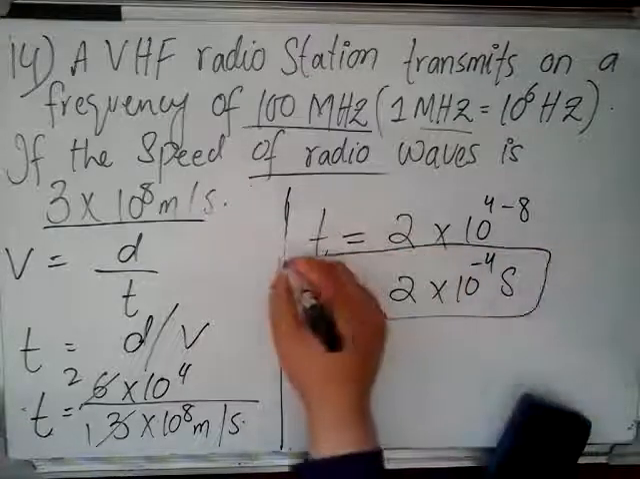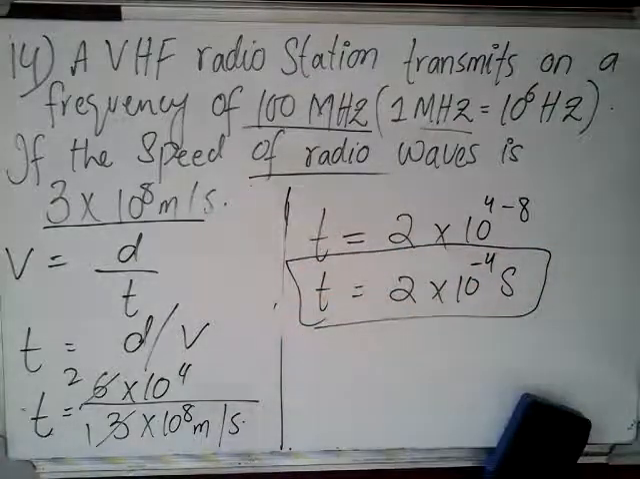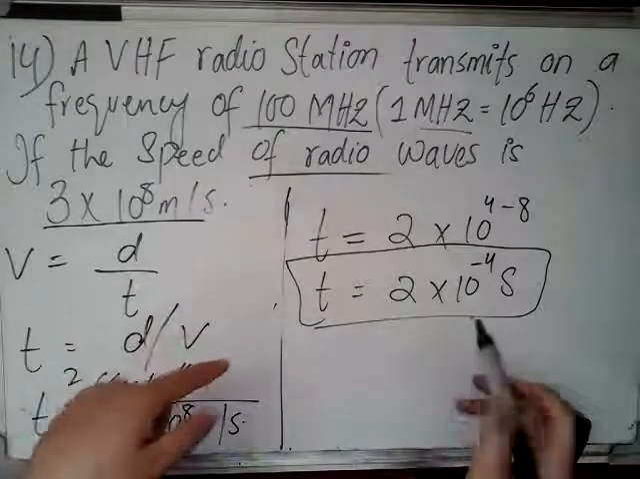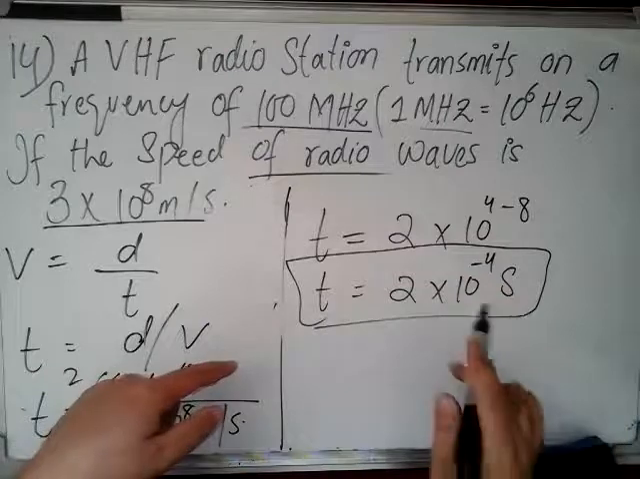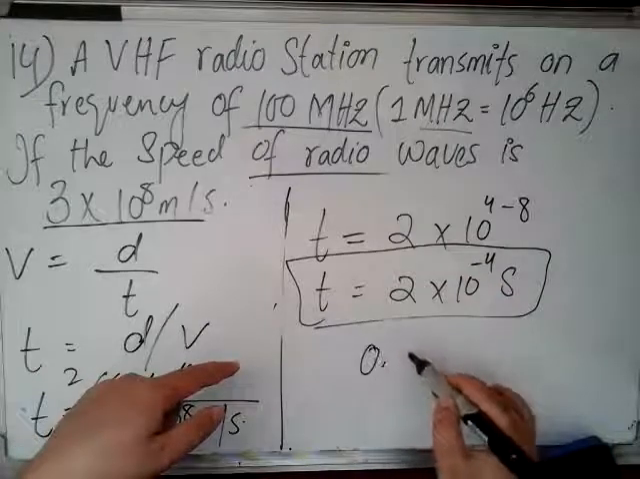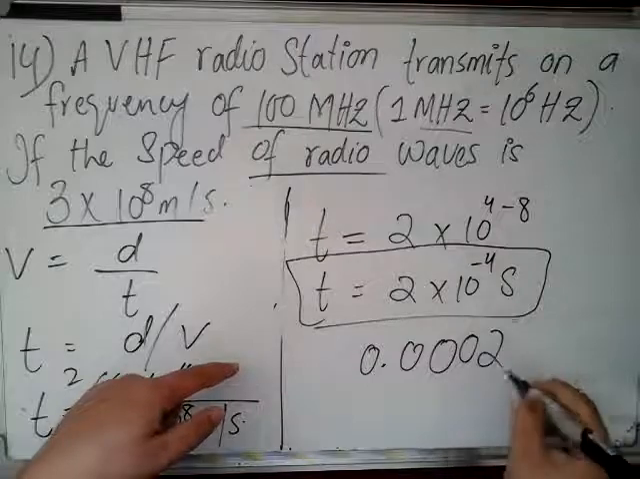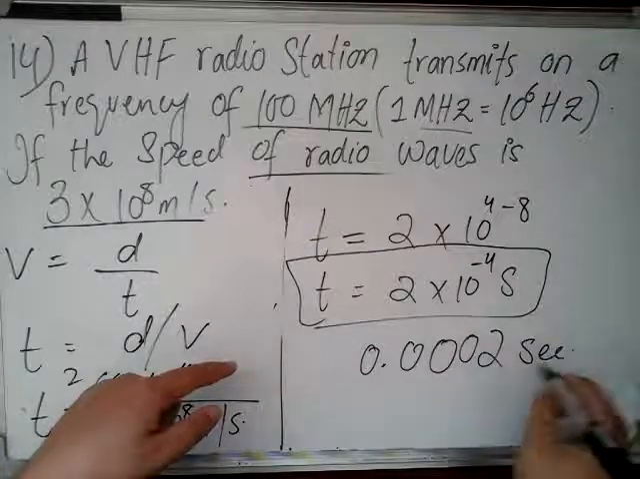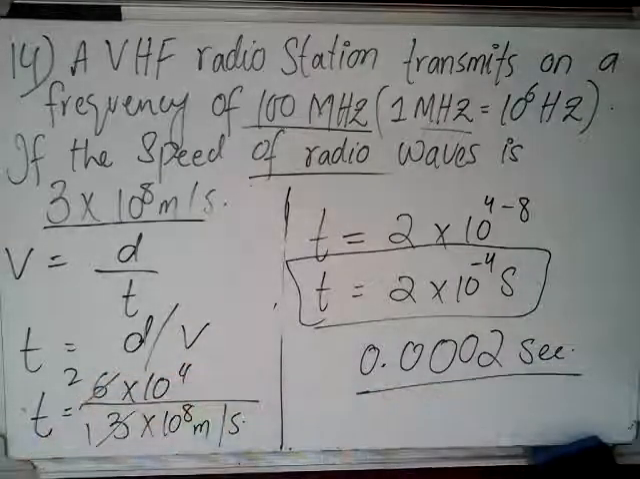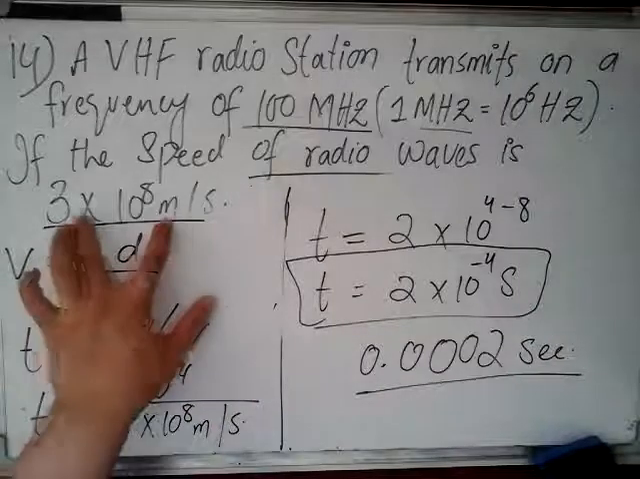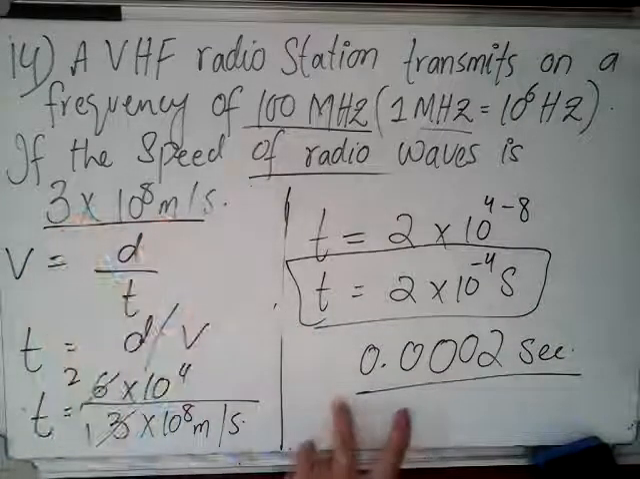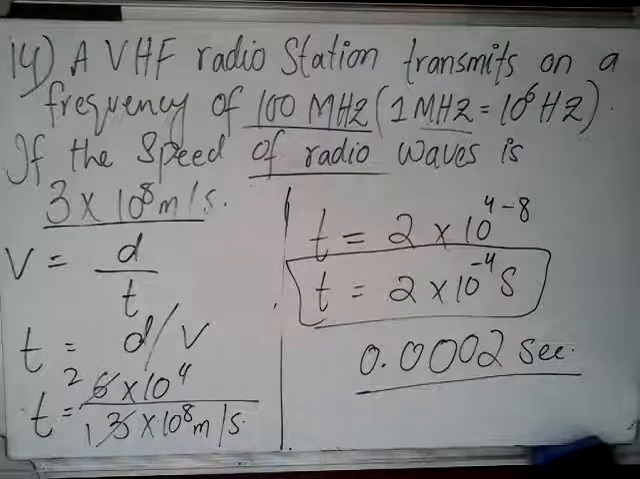So this is the time of the transmission. So 60 kilometer requires that amount of seconds, 0.0002 seconds. Its speed is very high, and that's why it requires so much less time to cover the 60 kilometer distance.